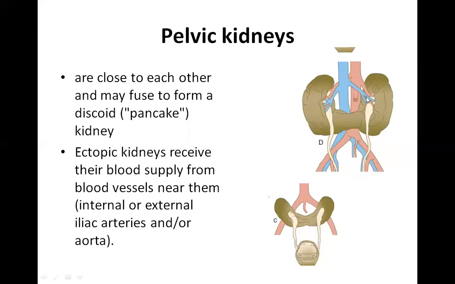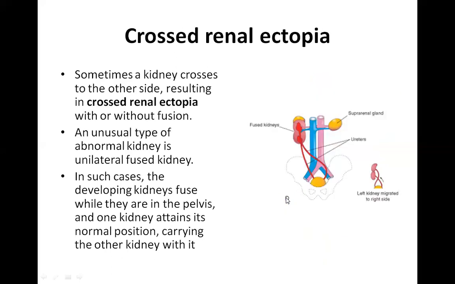The first condition of the ectopic kidneys is the pelvic kidney, in which they are close to each other and the lower poles may fuse. So a discoid kidney will be formed, and such a kidney is known as a pancake kidney. Such a kidney will receive its blood supply from nearby blood vessels, mostly since it is in the pelvis. So they receive their blood supply from the internal or external iliac arteries.